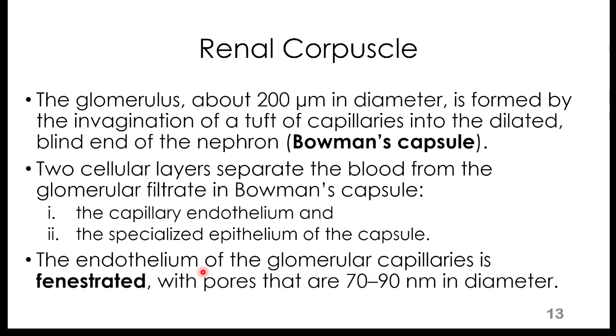Now, the renal corpuscle itself, right, is simply formed by invagination of a capillary of the afferent arterioles into the Bowman's capsule, right? And two cellular layers separate the blood from the glomerular filtrate. There is the endothelium of the capillaries itself, plus some specialized epithelium of the capsule. It is noteworthy that the endothelium of the glomerular capillaries is fenestrated. Fenestration just means that it has holes or pores, and these are about 70 to 90 nanometers in diameter, right?